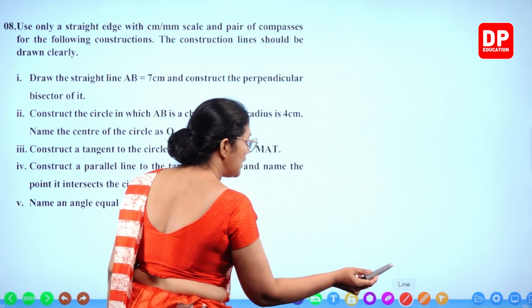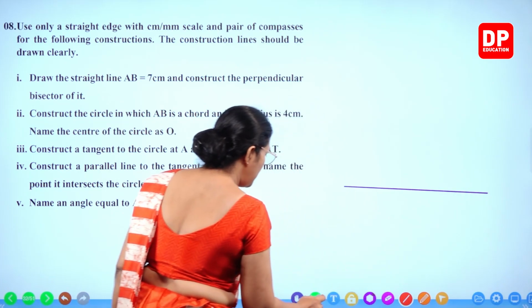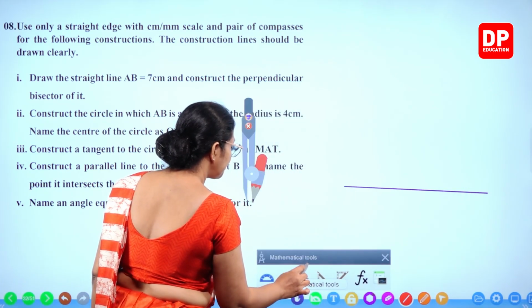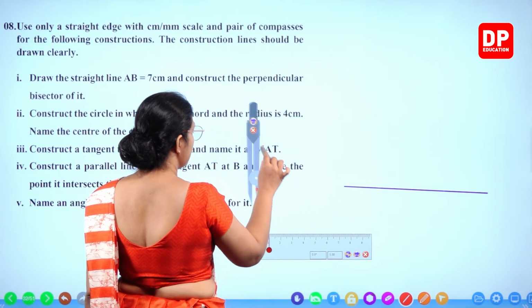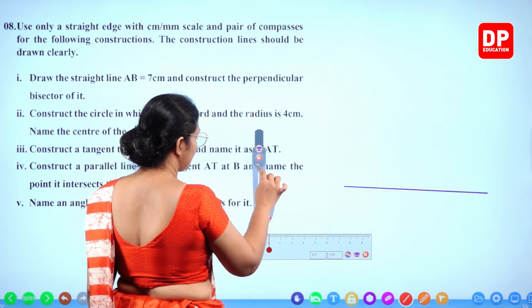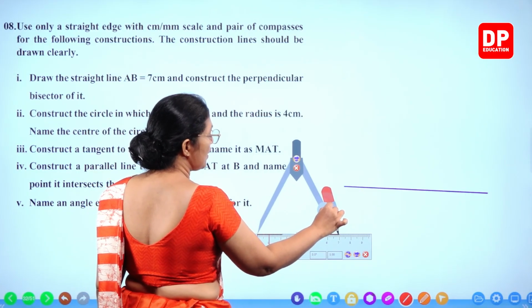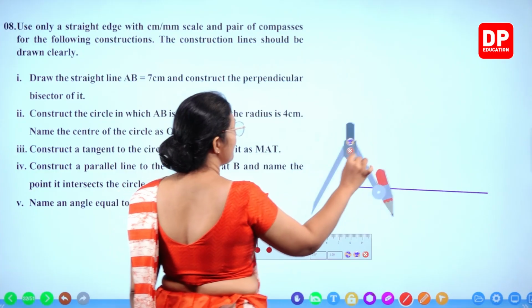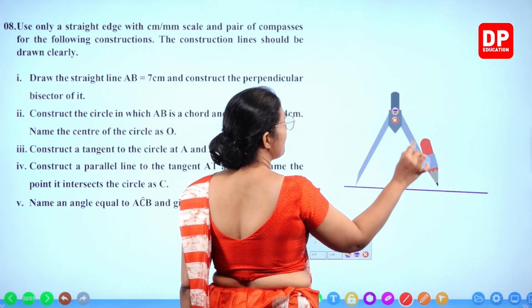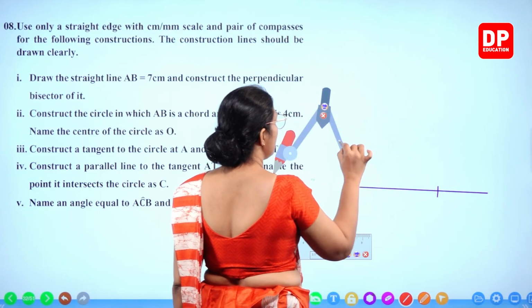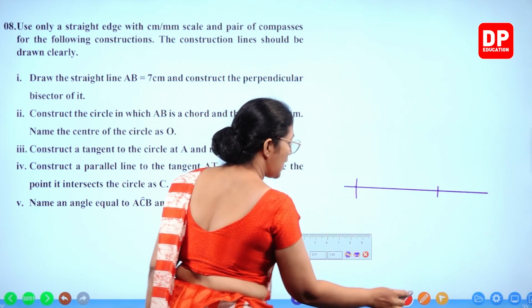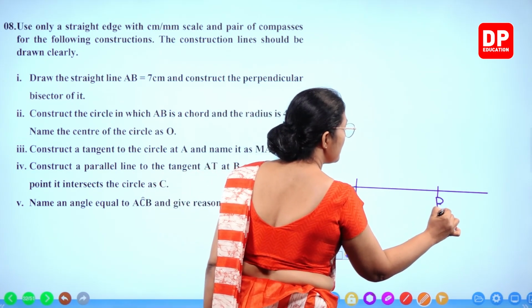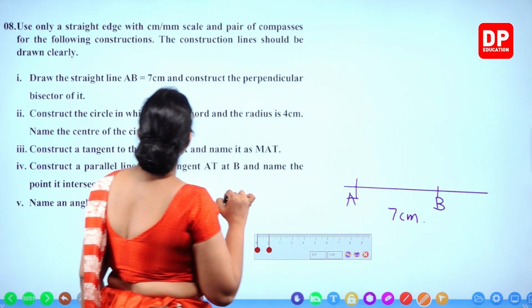So first we'll take the ruler and draw a line. And then you have to take the compass, measure 7 centimeter length, and draw the line segment AB. And when you take the other side, that's this line. So that's AB. That's 7 centimeters is the AB line segment.